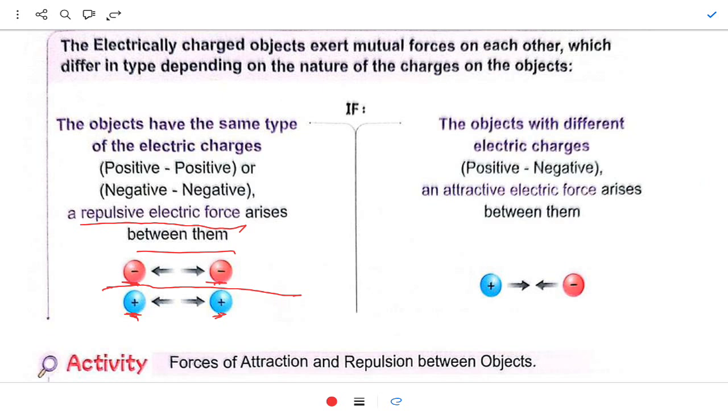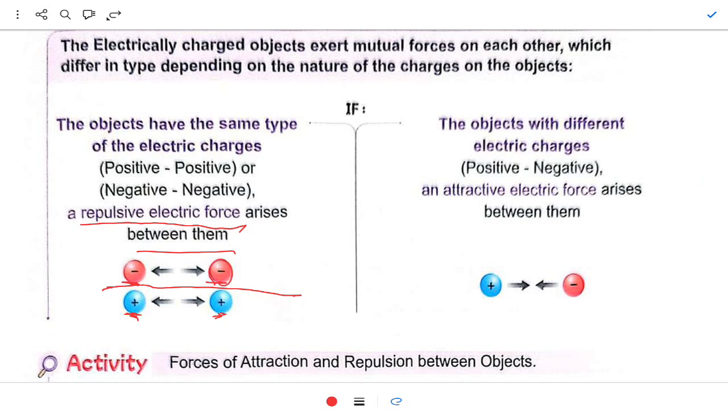A repulsion will happen between them. Repulsion يعني ايه؟ يعني تنافر. Repulsive electric force arises between them.